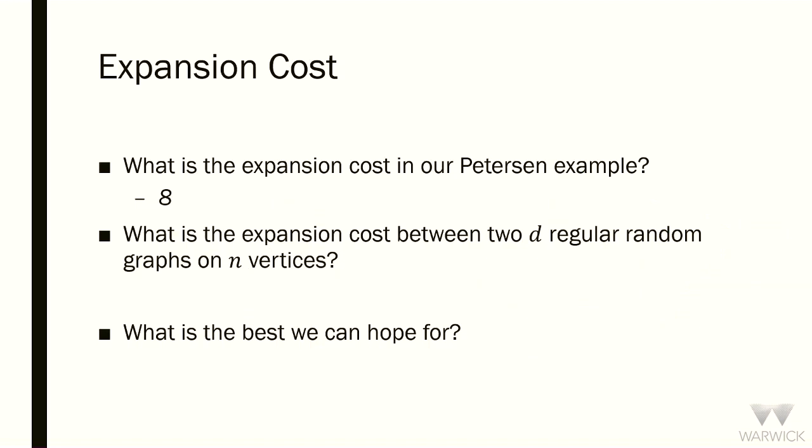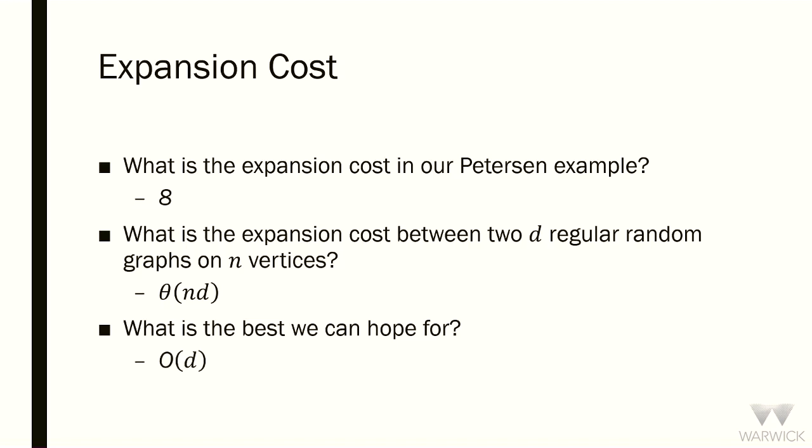And what is the expansion cost between two random d-regular graphs on n vertices? Order of n. Almost all the edges will be different. And what is the best we can hope for? When we add a single vertex, we need to add d edges. So the best we can hope for is order of d.